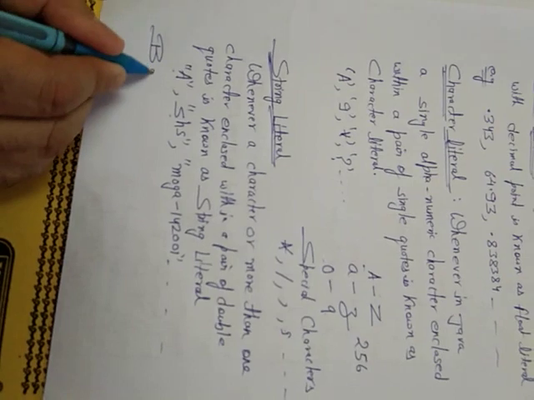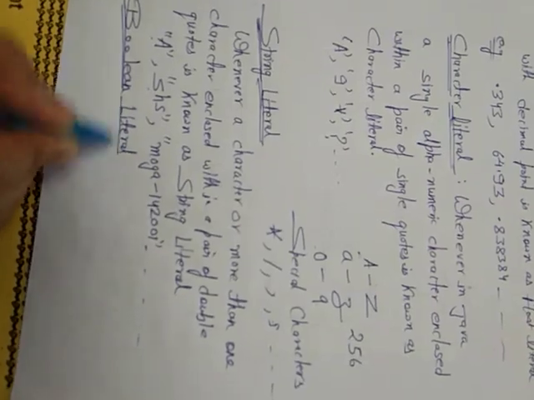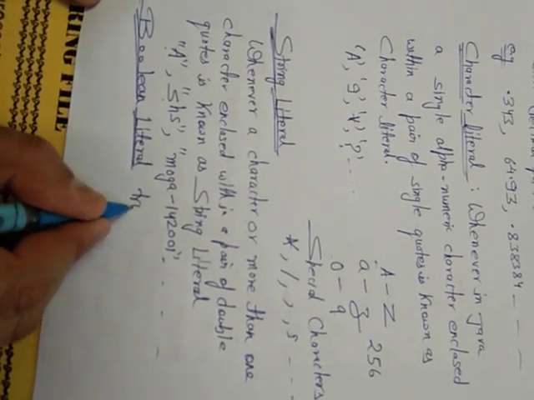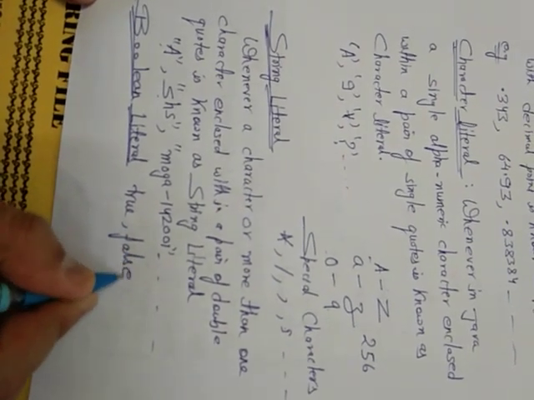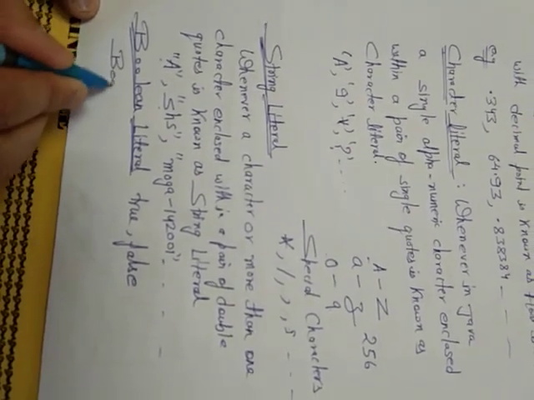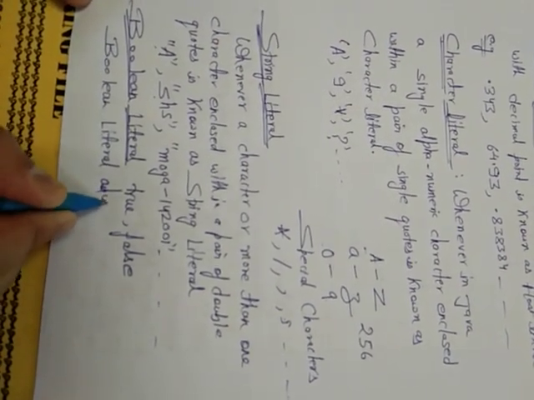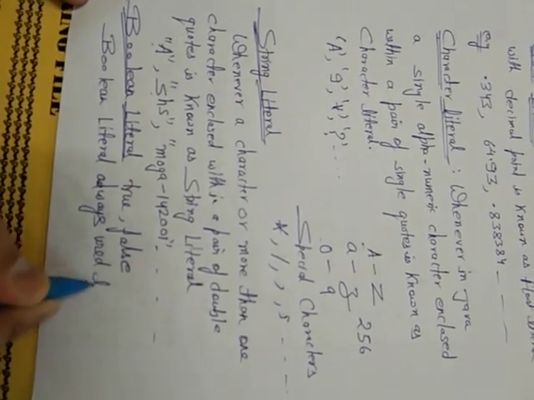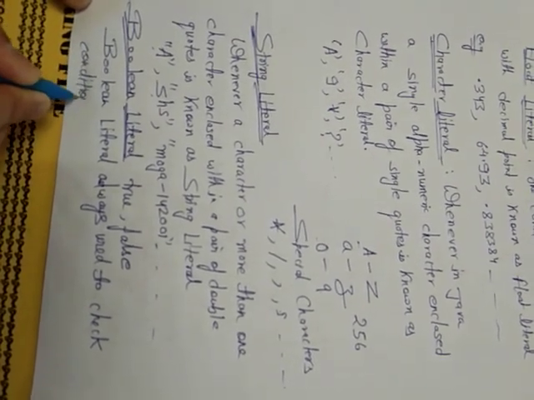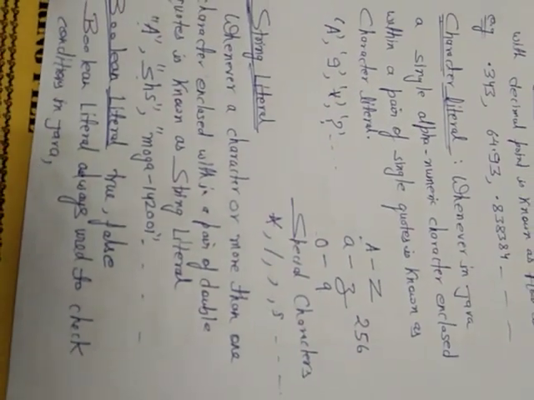At last we have Boolean literal. Boolean literal contains only two possible values, true and false. And Boolean literals are always used to check conditions in Java or as a result of some Boolean expression.